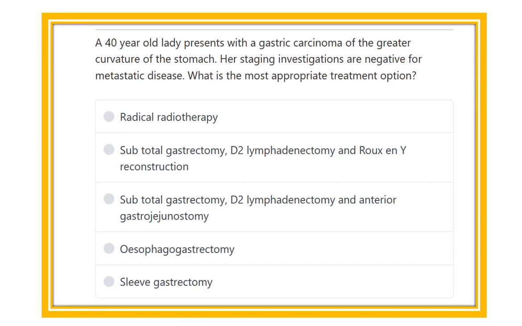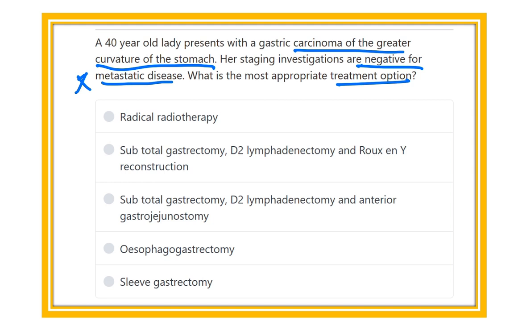A 40-year-old lady presents with gastric carcinoma of the greater curvature of the stomach. Her staging investigations are negative for metastatic disease. What is the most appropriate treatment option? So there is a carcinoma in the greater curvature of the stomach, but there is no lymph node metastasis. So what may be the treatment option?